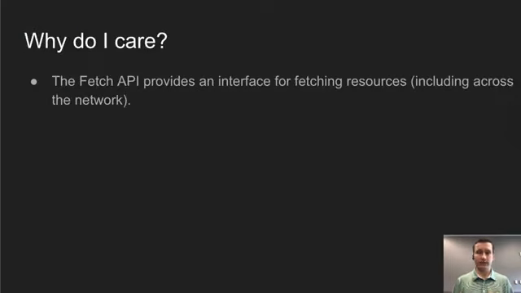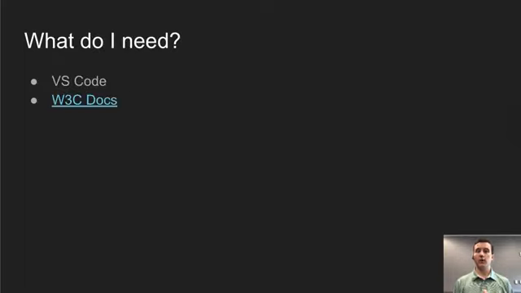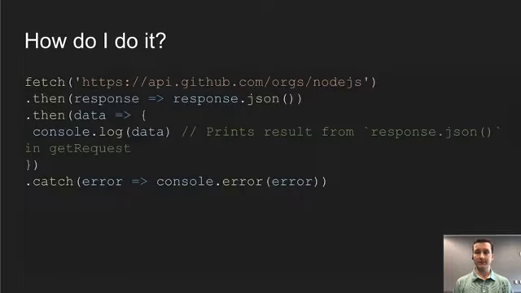So why do I care? The Fetch API provides an interface for fetching resources, including across the network. What do I need? VS Code and W3C documentation. How do I do it? Take the example shown above and add the user agent to the header request. Give it a shot.